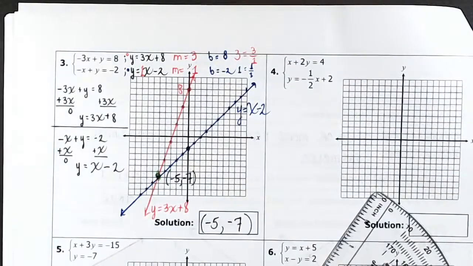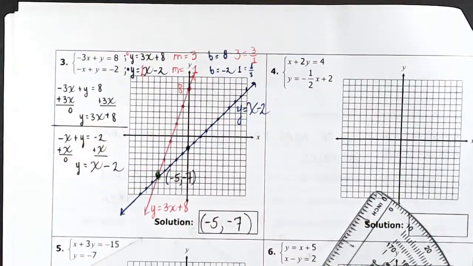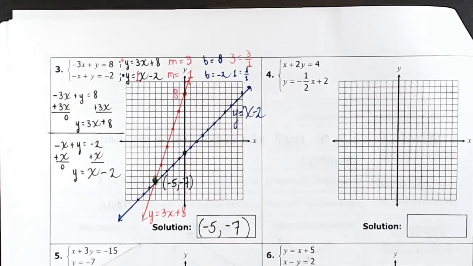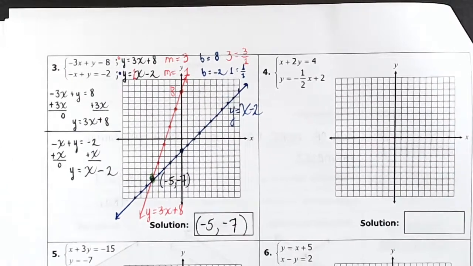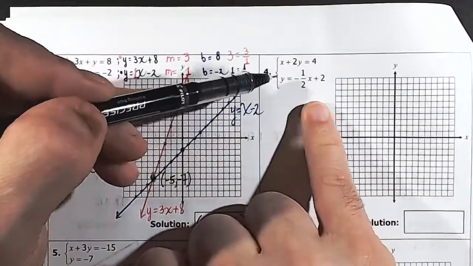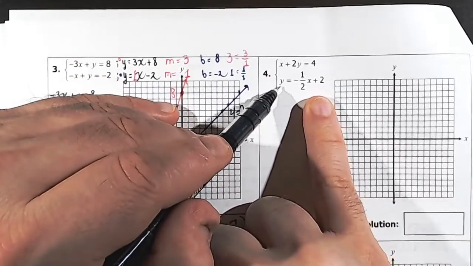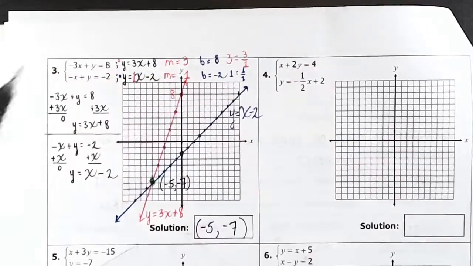Okay? Very good. So we had a single solution because the lines intersected in one place. That's number 3. And here we're coming up on number 4. Number 4. So in number 4, we have one of our equations is already in slope-intercept format, y equals mx plus b, so we're good. All we have to do is fix this guy here.